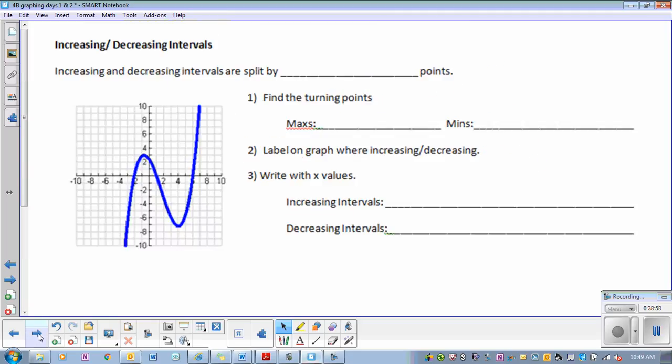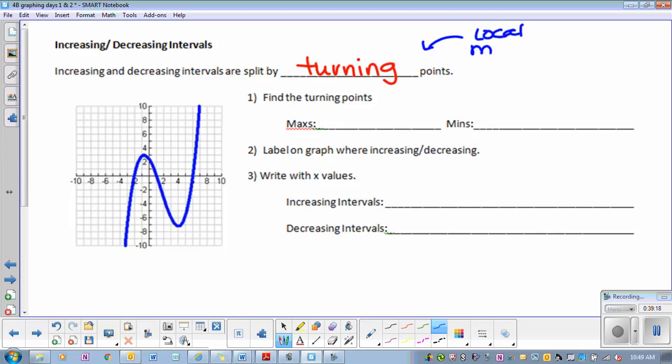All right, so now let's talk about increasing and decreasing intervals, okay? So your increasing and decreasing intervals are split basically by your turning points. Anywhere you have a turn, that means your maximums and your minimums, okay? Your local max mins, for the most part. I guess we could just say max mins. Sorry about that. Okay.